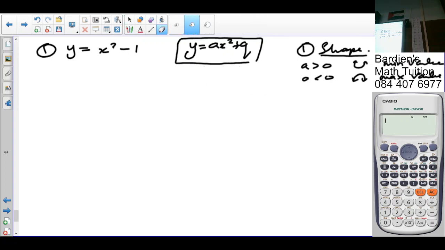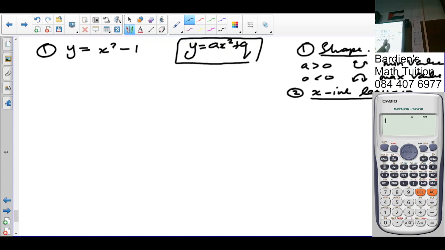What do we do after that? We work out our x-intercept. What do you do for x-intercept? We let y equal to 0. Number 3, we work out our y-intercept. How do you work out the y-intercept? Let x equal to 0. You guys understand? Then the 4th one is to draw or to sketch the graph.